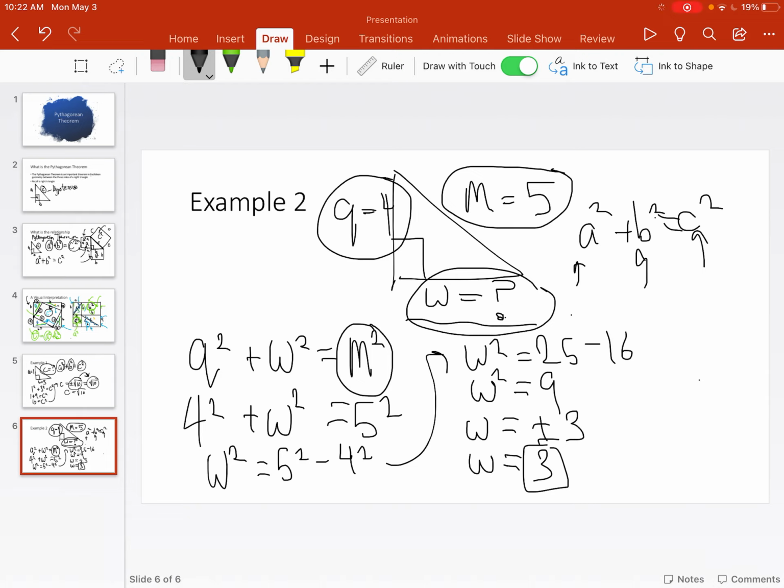For now, we've done a visual representation, and we've shown why this Pythagorean theorem holds true. So thanks for watching.